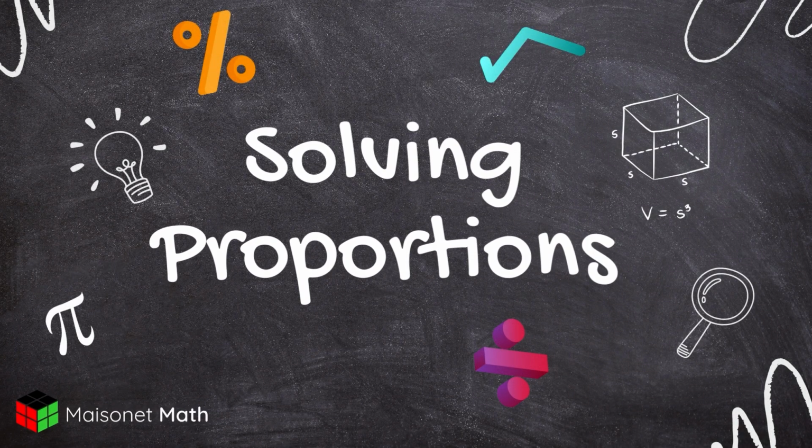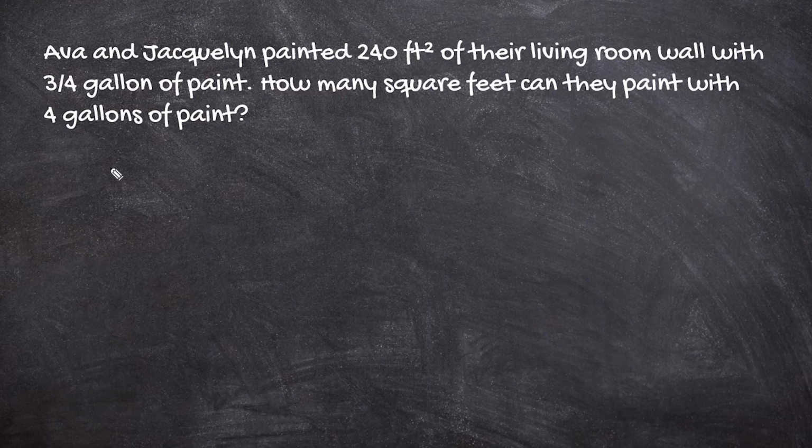Hey, this is Mr. Masonette, and what we're going to do in this tutorial is practice solving a word problem involving proportion using multiple strategies. So this problem reads that Ava and Jacqueline painted 240 square feet of their living room wall with 3/4 gallon of paint. How many square feet can they paint with 4 gallons of paint?